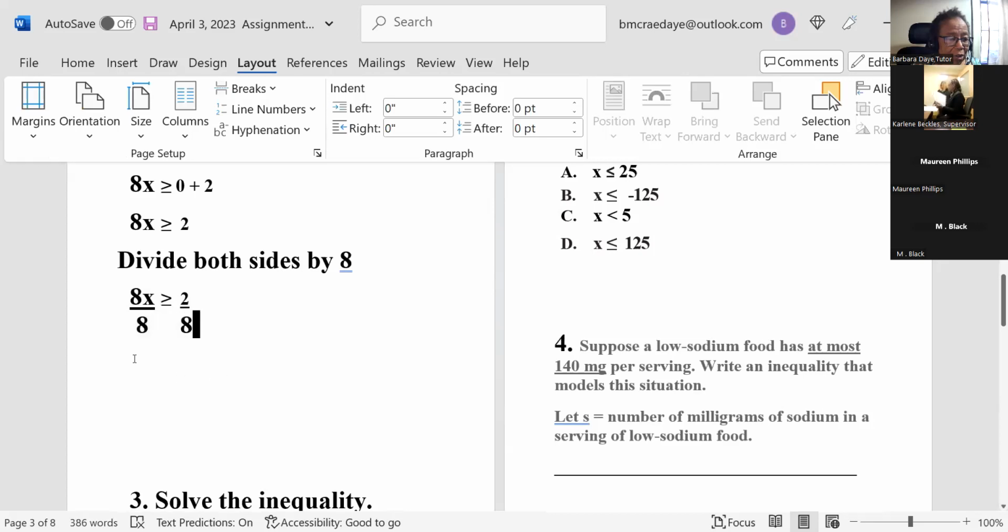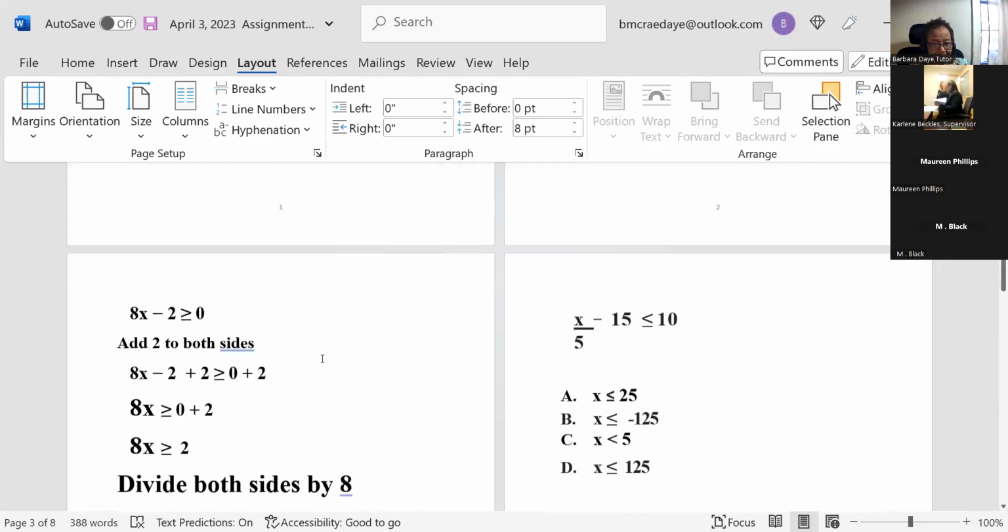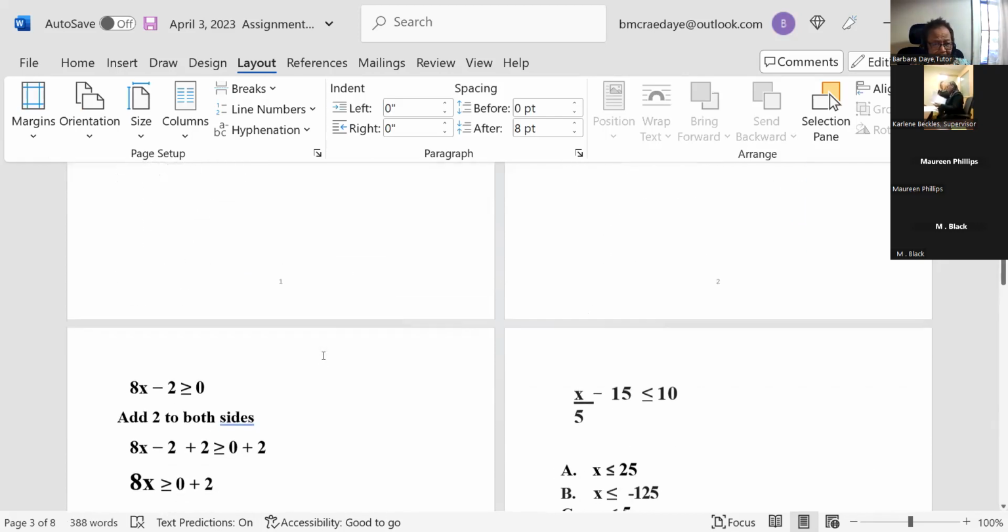All right. Now, what do you have on the left side? What's 8x divided by 8? It's x. Just x. That's right, because 8 divided by 8 is 1. So x, and we have greater than or equal. So let's just copy that inequality symbol. And what's 2 over 8? 2 divided by 8 is 4?